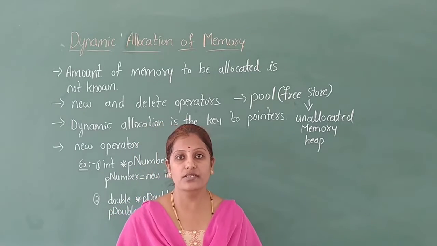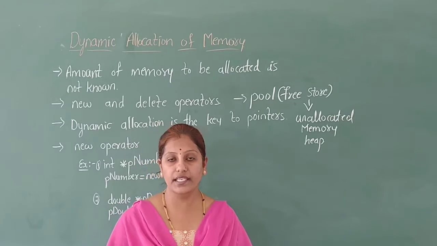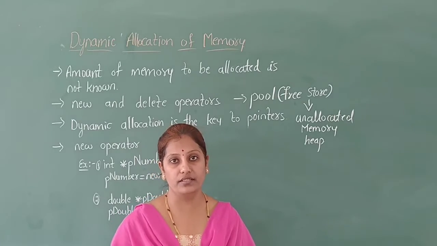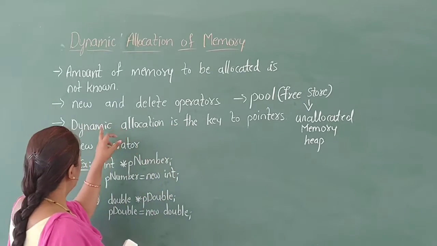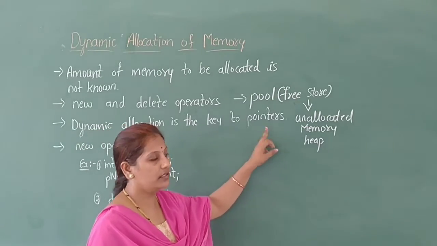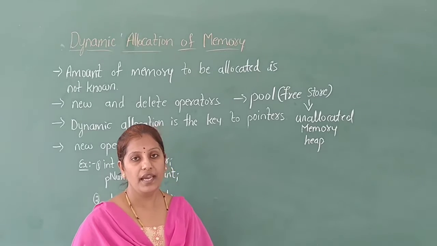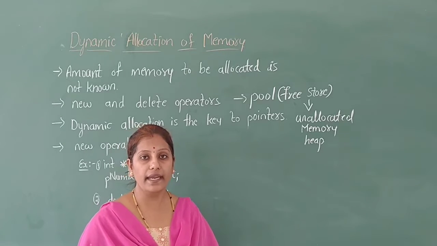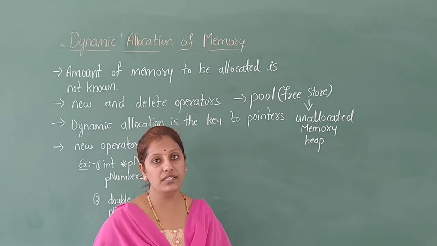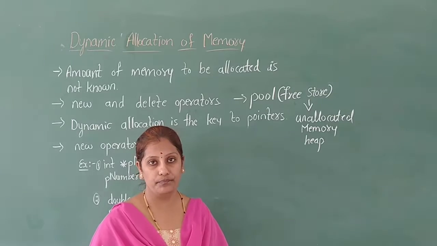We can allocate storage for a variable while executing the program using the new operator. And dynamic allocation is the key to pointers. It is used to allocate memory without having to define variables and then make pointers point to them.